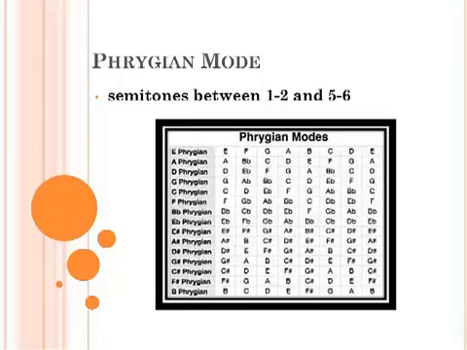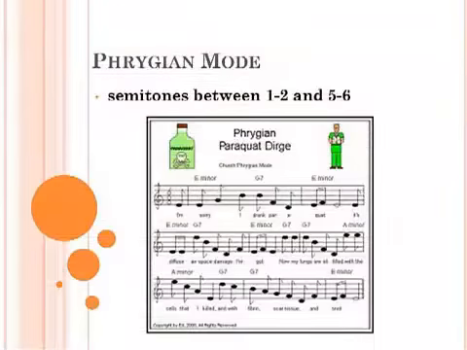Like we saw with the Dorian mode, the Phrygian mode can be played beginning on any note within the octave. The final, which is the first note, is before the mode name. Here's a folk song written in the E Phrygian mode. I'll play it for you.